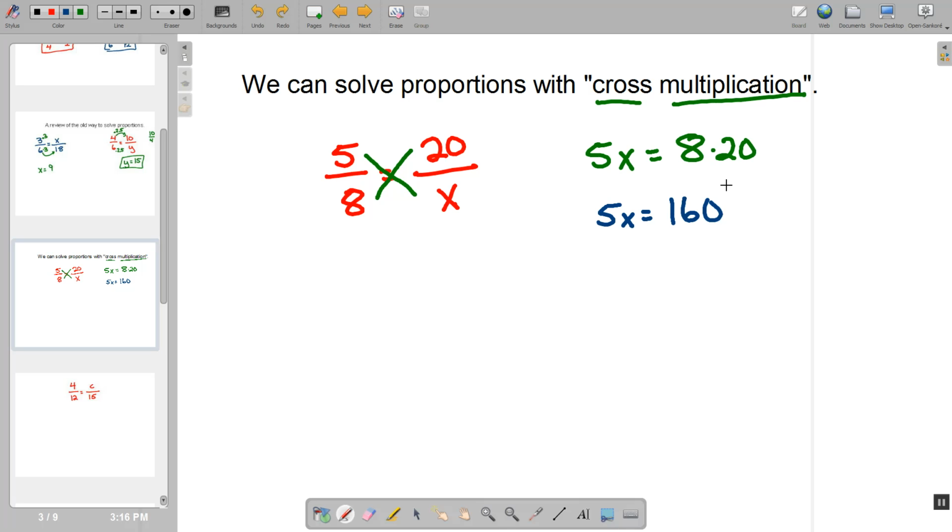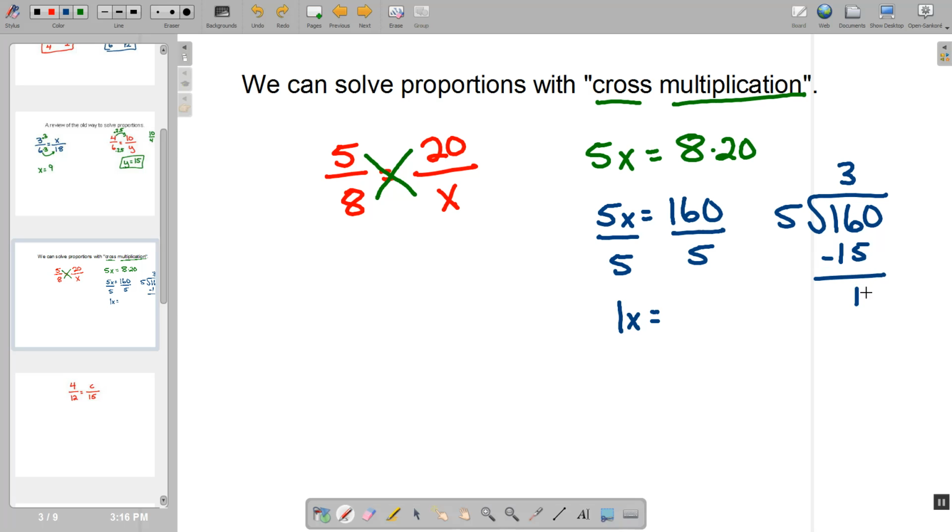Well, 5 times x we're just going to leave, but 8 times 20 is 160. That's step 1. Step 2 is we are going to divide both of these numbers by 5. Because if I do 5 divided by 5, I get 1x, which we just have 1x over here. And then I do 160 divided by 5. 5 times 3 is 15. 5 times 2 is 10, and there is no remainder. Therefore, our x must be 32.